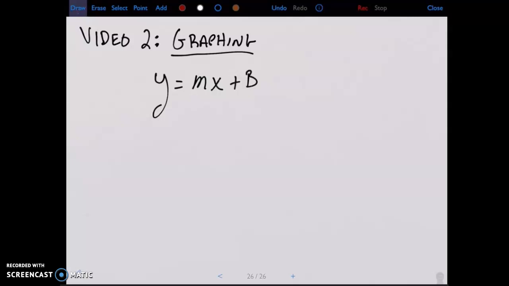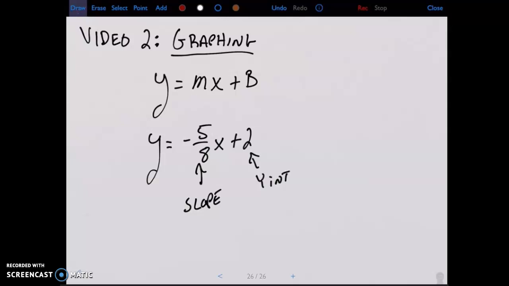So that's why we work so hard on finding the slope, because in order to graph something, we need to know how slope works. So if I had something like this, like y equals negative 5/8 x plus 2, right? Negative 5/8 would be the slope, and positive 2 would be the y-intercept.